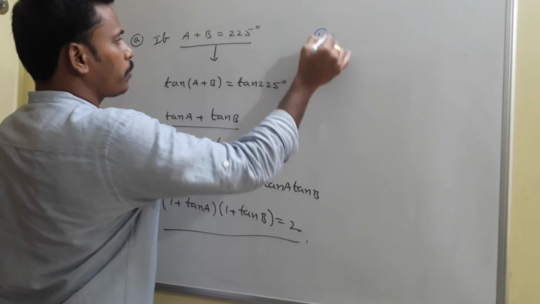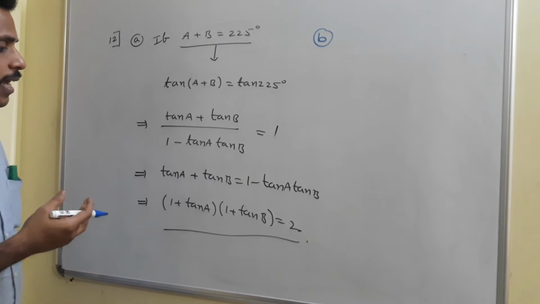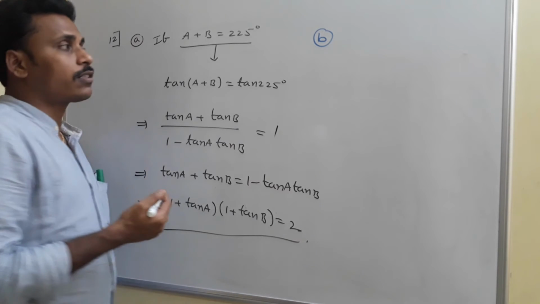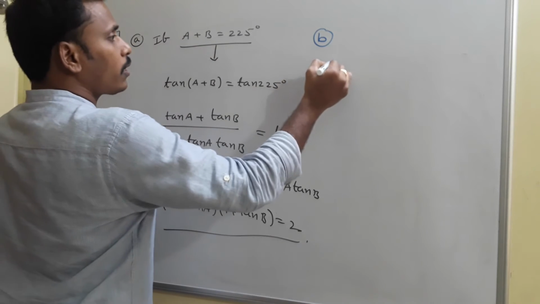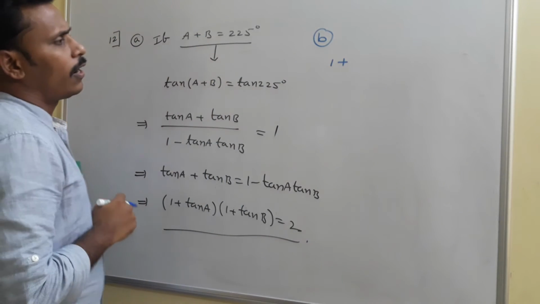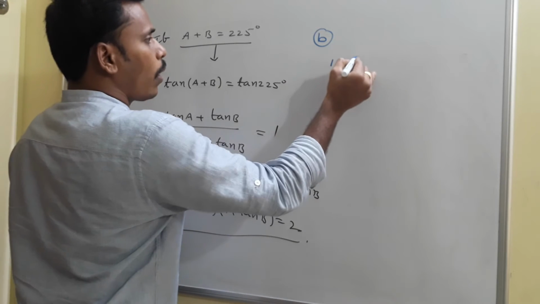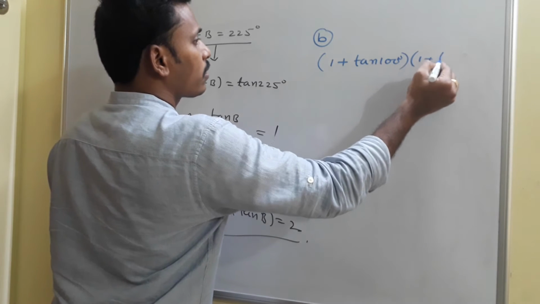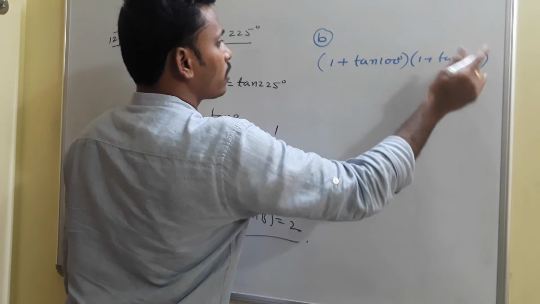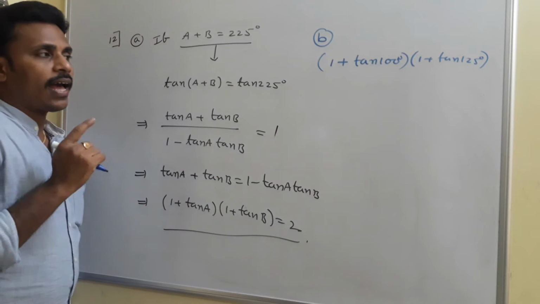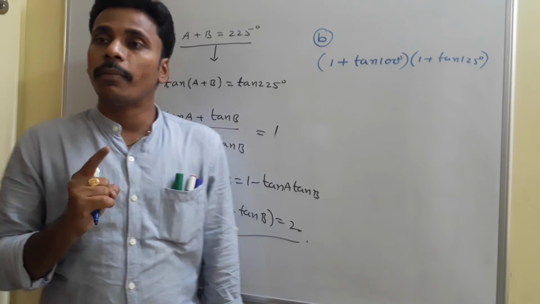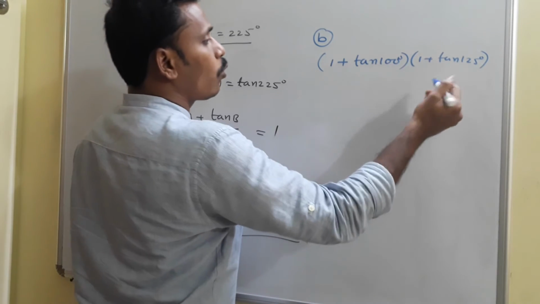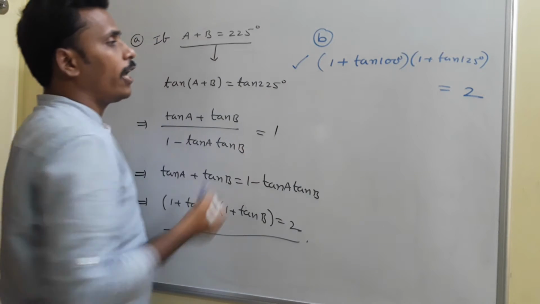If a plus b is equal to 45 degrees, or 225 it is, right, then 1 plus tan a into 1 plus tan b is equal to 2. But suppose anybody asks you like this: 1 plus tan 100 degrees into 1 plus tan 125 degrees is how much? Just look there. The angles are 100 and 125. Their summation is 225. And now we are identifying this type of product, 1 plus tan 100 into 1 plus tan 125. For sure its value is 2.